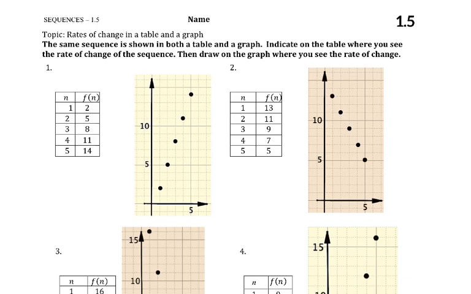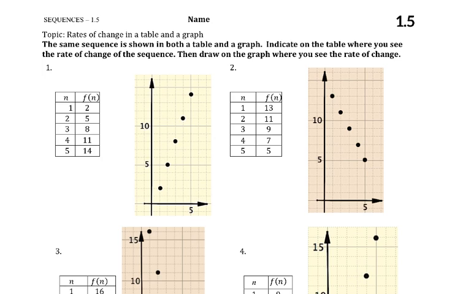Math 1, sequences 1.5. So we're taking a look at the growth, also known as the rate of change. The same sequence is shown in both a table and a graph. We're going to indicate on the table where you see the rate of change of the sequence, then draw on the graph where you see that same rate of change.